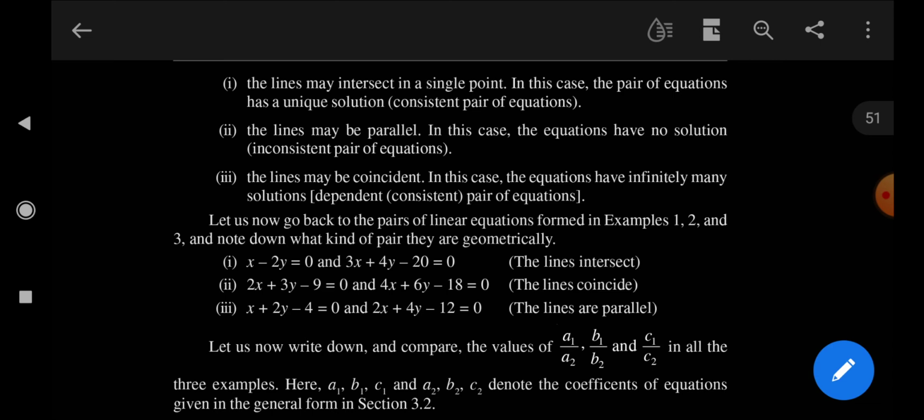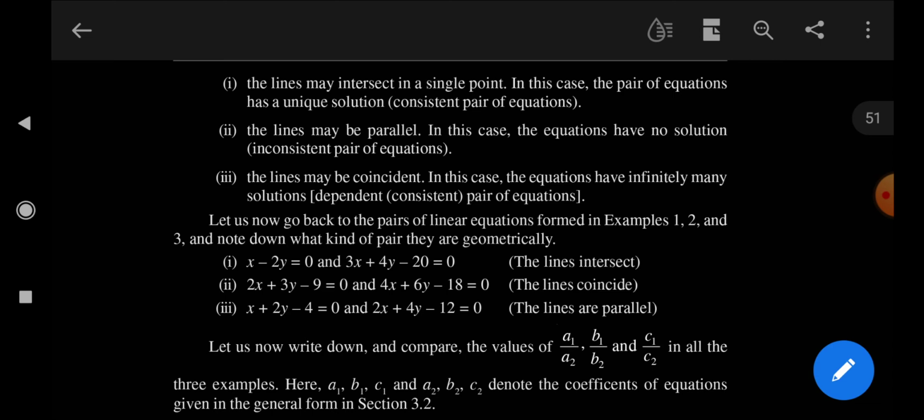Let us now go back to the pairs of linear equations formed in examples first, second, and third, and note down what kind of pair they are geometrically. First, x minus 2y is equal to 0 and 3x plus 4y minus 20 is equal to 0. The lines intersect. Second, 2x plus 3y minus 9 is equal to 0 and 4x plus 6y minus 18 is equal to 0. The lines coincide. Third, x plus 2y minus 4 is equal to 0 and 2x plus 4y minus 12 is equal to 0. The lines are parallel.